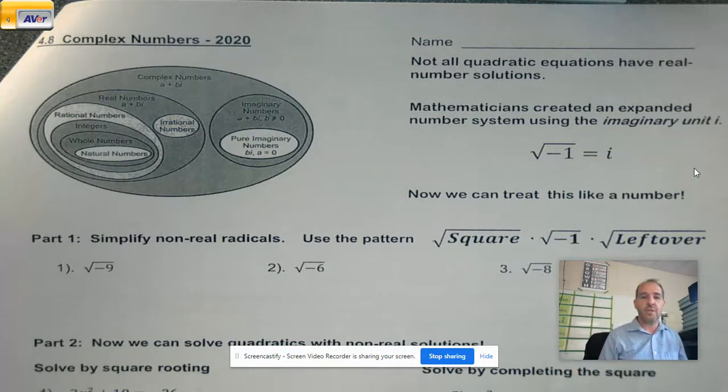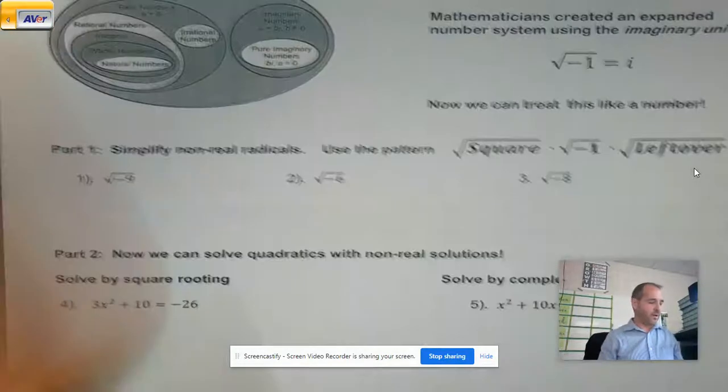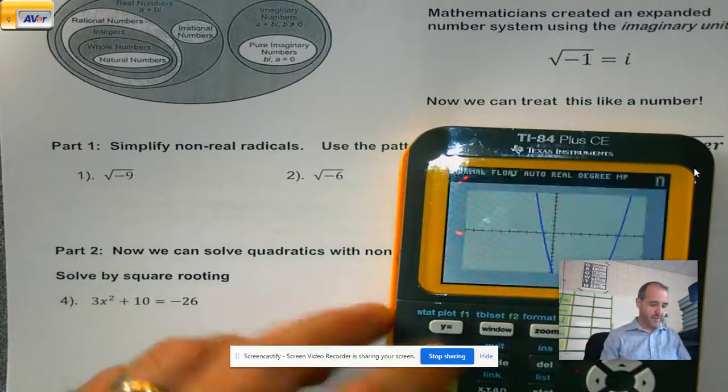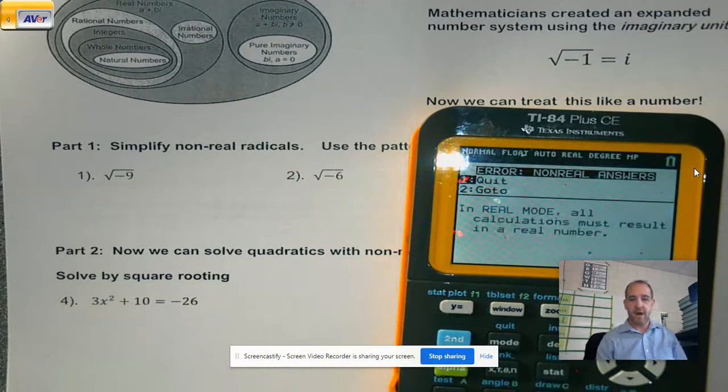So mathematicians, hopefully at this point you've seen our history of the imaginary complex numbers over on quizzes, created an expanded number system using the imaginary unit i, okay? The square root of -1, even though you can't get it on your calculator, they'll give you an error message, is i. So we can treat it like a number. So here's how this works. We're going to simplify some non-real radicals. If I try to go to my calculator, I'll even prove it here. Square root of -9. Error, non-real answer.